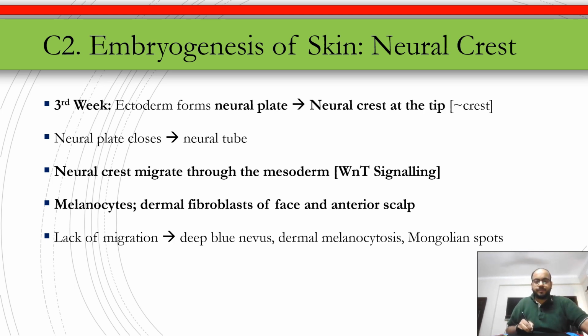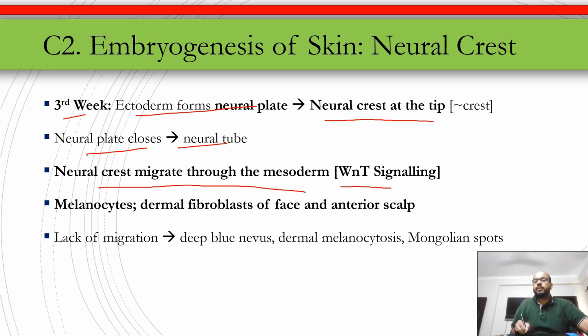Now, we have formed the three layers: endoderm, mesoderm, ectoderm. So let's start the formation of epidermis. At about the third week, the ectoderm forms neural plate and it invaginates to form the neural crest at the tip and neural groove below. Okay. Neural plate closes to form the neural tube. We know that. Neural crests migrate through mesoderm by utilizing WNT signaling. We know that WNT is responsible for migration of cells. These migrating cells will eventually form melanocytes and dermal fibroblasts of face and anterior scalp.